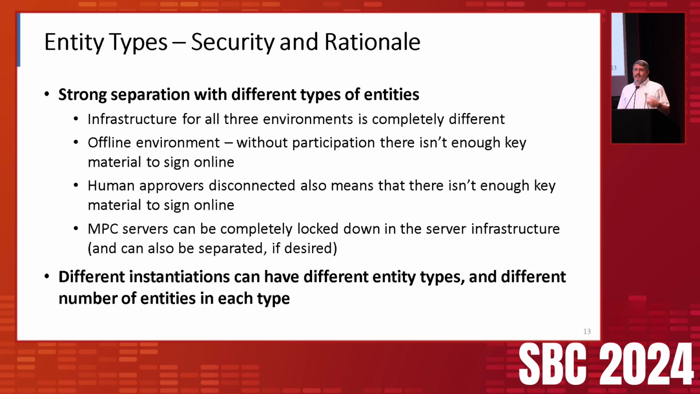Core KMS Vault can be instantiated in multiple ways with different types of entities. You don't necessarily have to have all 3 types of entities in every instantiation. And furthermore, you can have a different number of each entity within your instantiation. You may have different numbers of MPC servers or different numbers of human approvers, depending on the type of product that you're building and what you're trying to protect. And you can also have these entities in different places. For example, for a non-custodial product, you could have human approvers at the customer and MPC servers at Coinbase. For a custodial product, you would have MPC servers and human approvers all inside Coinbase.